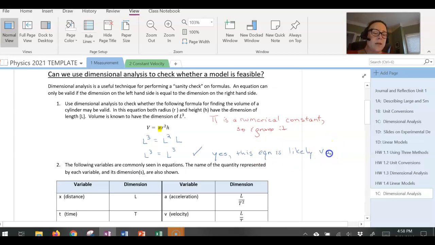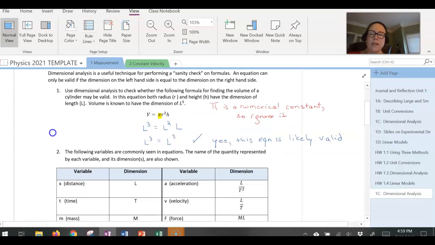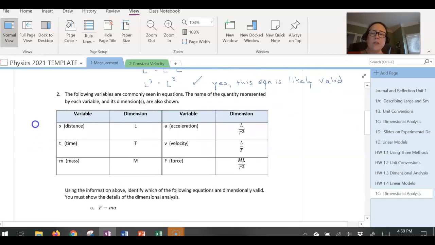I'm saying likely because using dimensional analysis has not confirmed that pi was the correct numerical constant. But I do know that the volume is proportional to radius squared times height because the dimensions work out. Let's look at another example. Let's look at number 2.